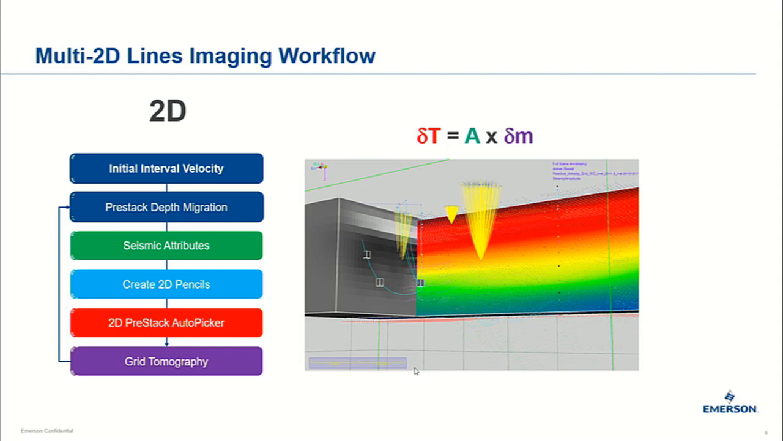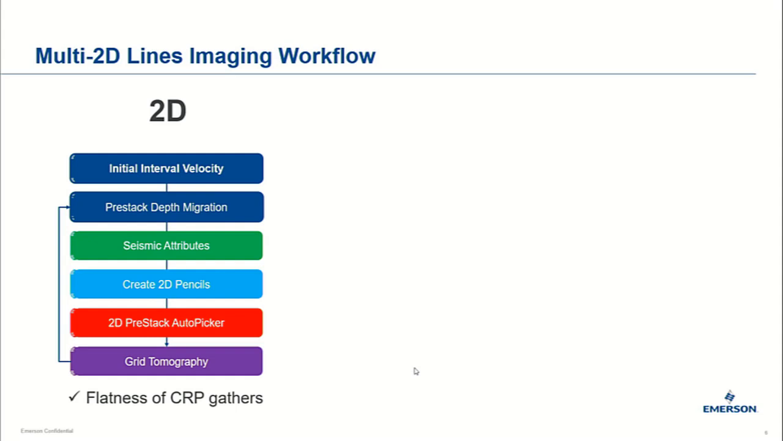With this new model, I'm going to run a new pre-stack depth migration, and hopefully my CRP gathers will be much flatter. Sometimes you might need more iterations, but at the end, the goal is really to have flattened gathers for the whole section. So after a couple of iterations, all your gathers should be flat. That's your 2D workflow here.